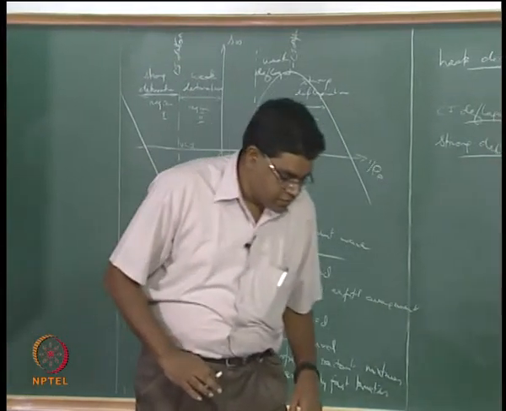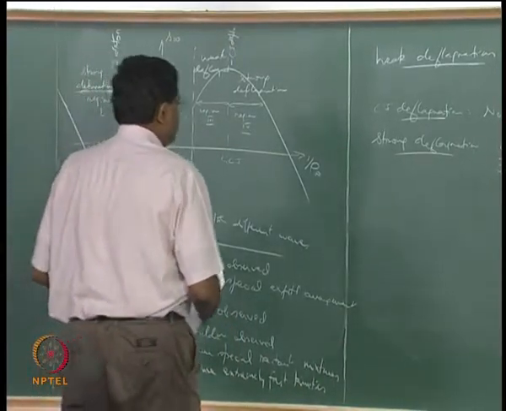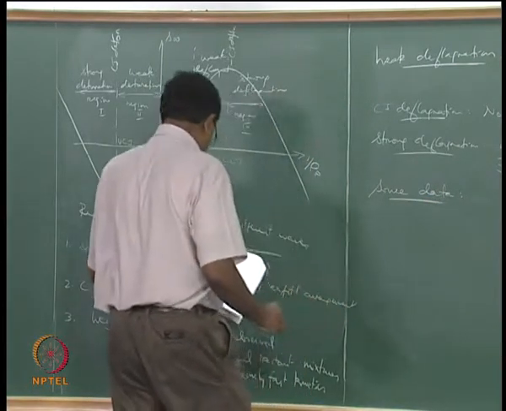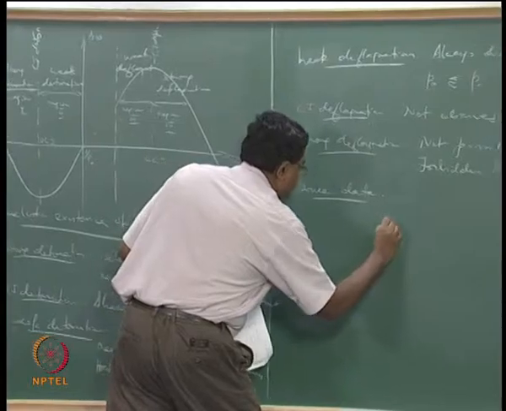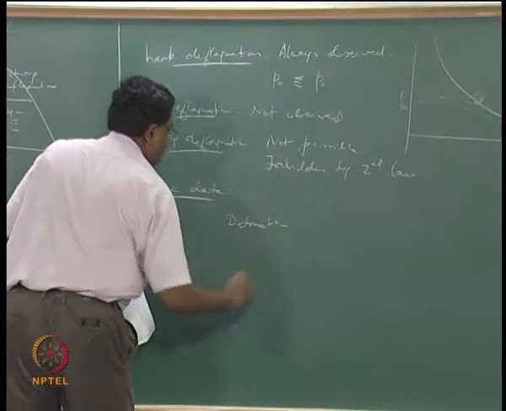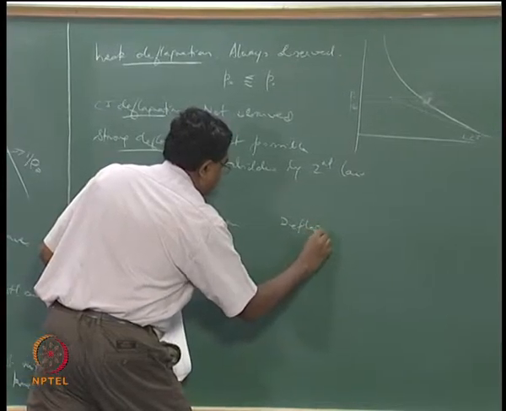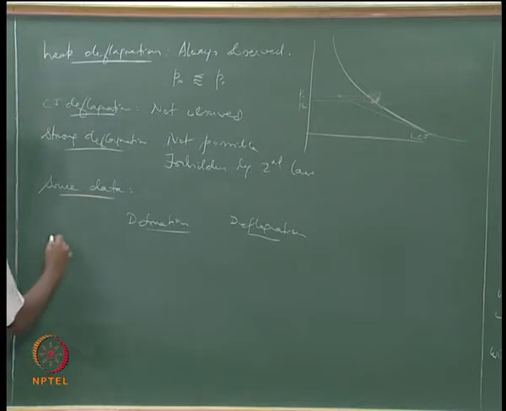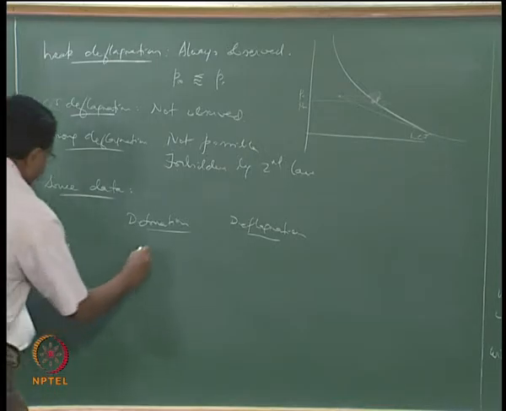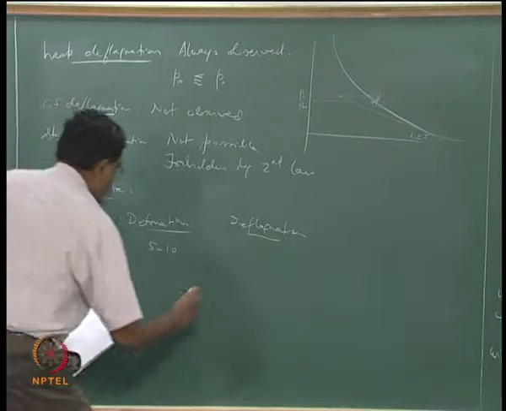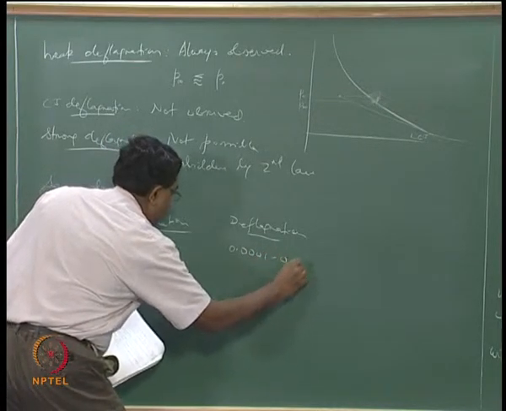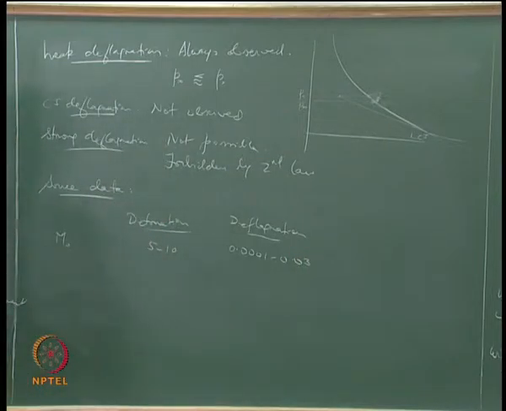So let's finally give some numbers on what these changes are like. If you now look at detonation on the one hand, deflagration on the other hand, what are our M naughts? It is of the order of about 5 to 10. Here it is of the order of about 0.0001 to about 0.03. There are about 2 orders of magnitude variation, but they are very, very small.